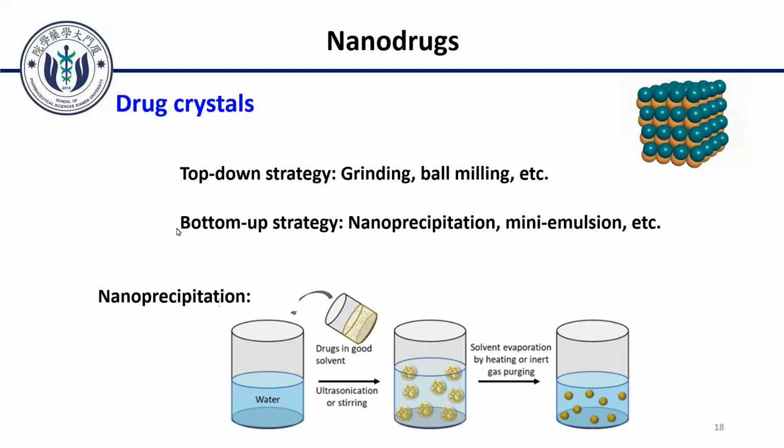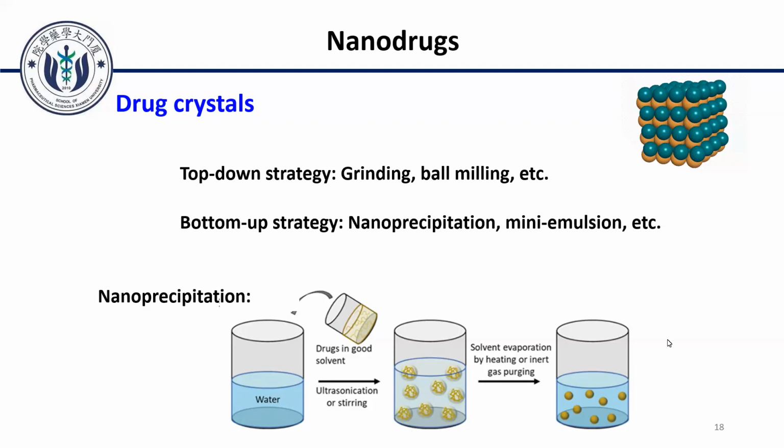There is also another strategy to make nanoparticles, the bottom-up strategy. This is a very good, straightforward way, but of course higher cost compared to the top-down strategy. It's also more difficult to scale up. But in any case, we have the nanoprecipitation method or mini-emulsion methods that you can choose. Because most of the drugs are hydrophobic, we dissolve the drugs in a good organic solvent. When we mix with water, we use sonication or stirring. In most cases, we use ultrasonication to make nano droplets around 200 to 800 nanometers, I think. Then we leave the solvent to evaporate by heating or gas purging.